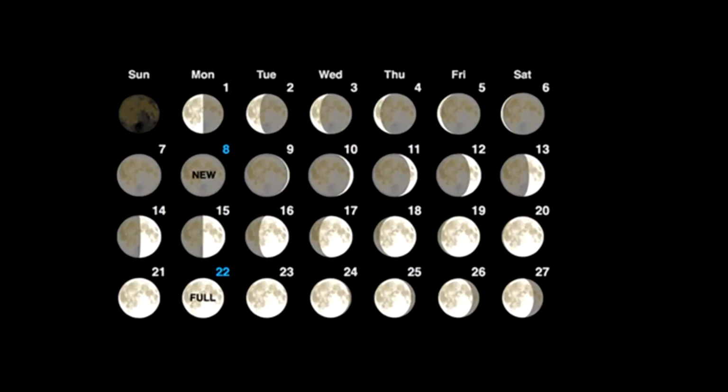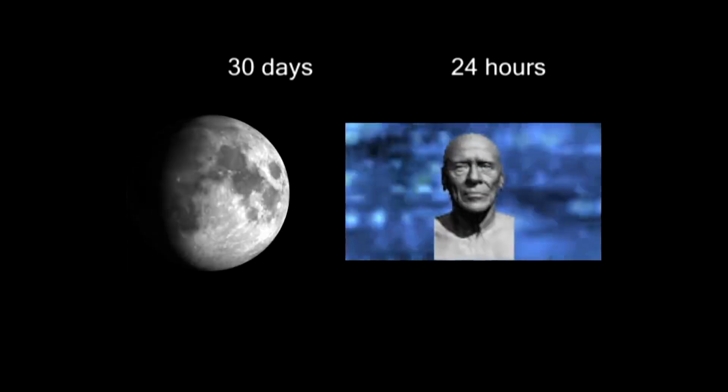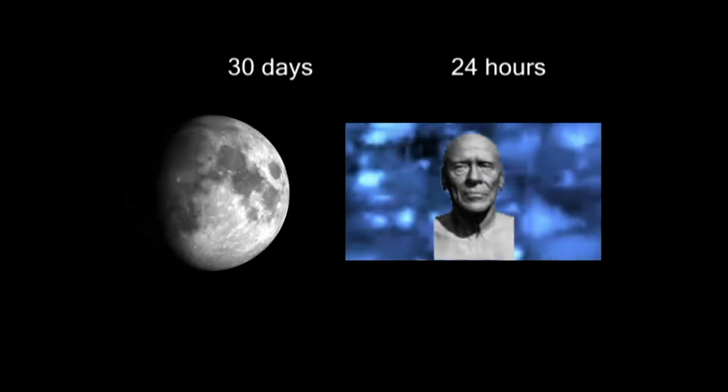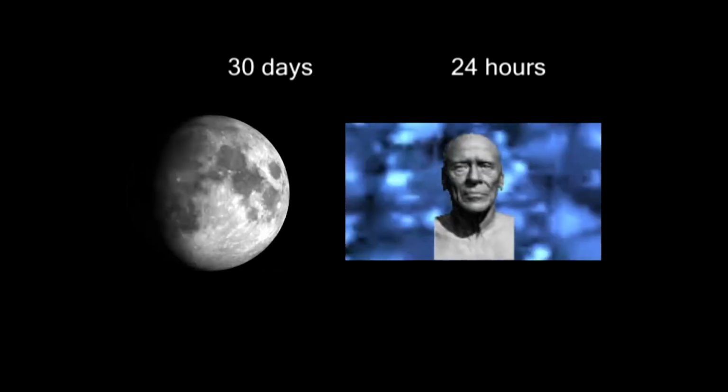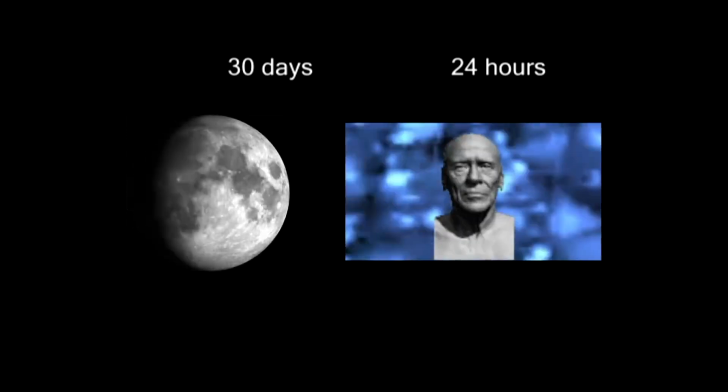Here are the moon phases for 1 month. And here for a year. Conclusion. The light needs 30 days to turn around the moon, and it takes only 24 hours to turn around Mr. X. If the moon is the reflection of Mr. X, how come the difference?